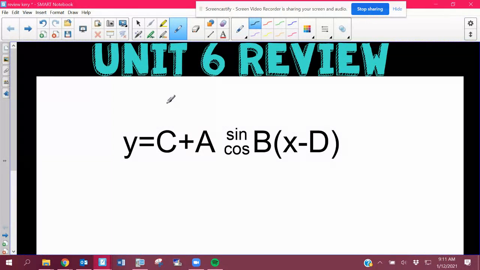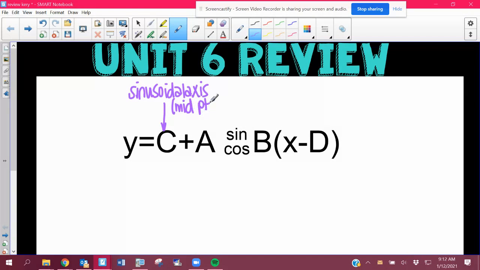So let's get started. Remember, this is the most important equation for this entire unit. We have several different things happening in here. The first are these outside pieces, which are going to affect your y-axis. Remember that your c value is going to affect your sinusoidal axis, or where all of your middle points are. So that's that vertical shift up or down. It'll tell you where all of your middle points are.